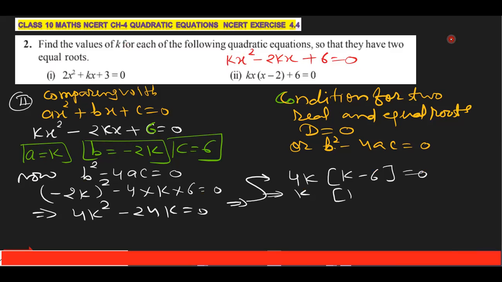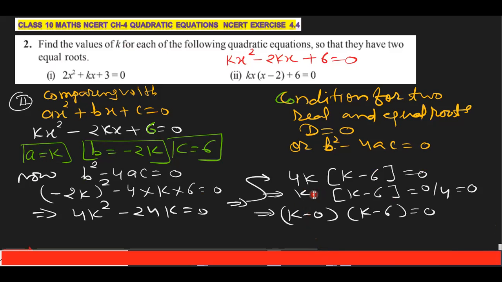We can write here, dividing both sides by 4, 0 upon 4 is 0. This k can be written as k minus 0, so k minus 0 into k minus 6 is equal to 0. Now putting both equal to 0, therefore k is equal to 0 and k is equal to 6. Putting k minus 0 equal to 0, k is equal to 0 comes, and k is equal to 6 comes.